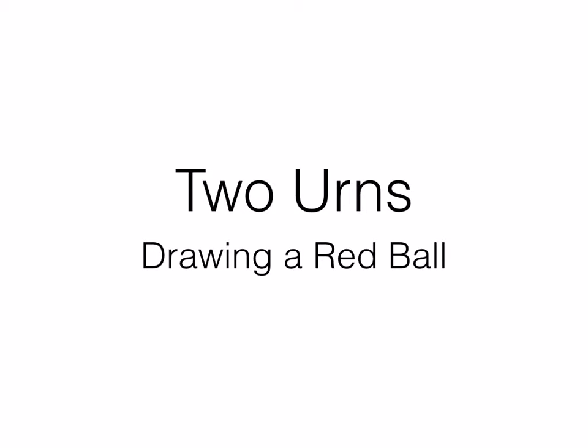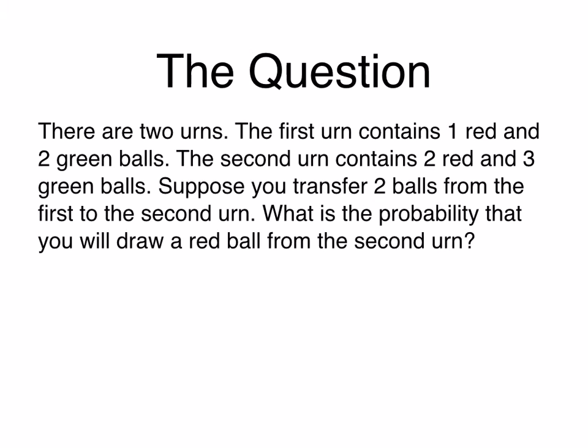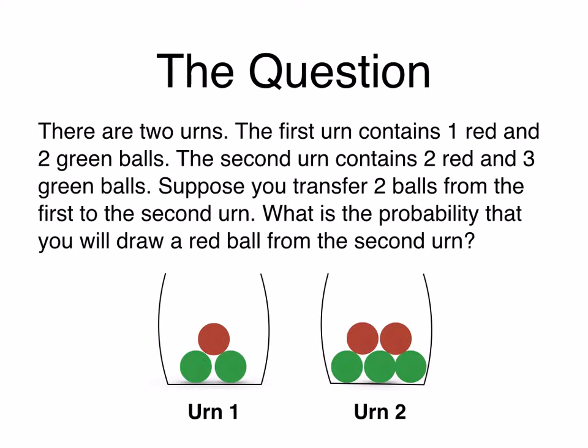In this video, we will solve a probability problem involving two urns. The question is, suppose you have two urns. The first urn contains one red and two green balls. The second urn contains two red and three green balls. Suppose you transfer two balls from the first to the second urn. What is the probability that you will draw a red ball from the second urn?